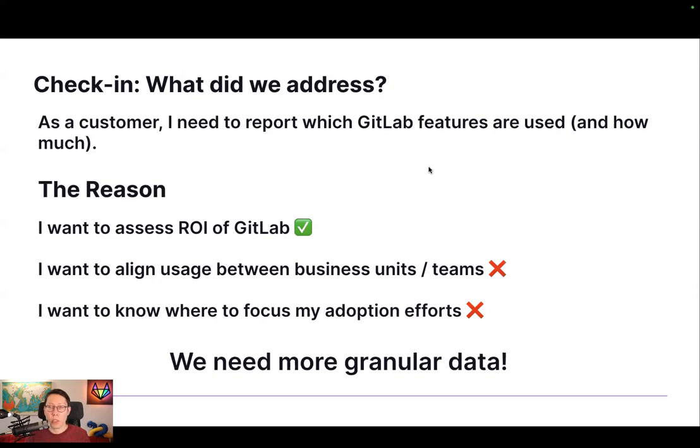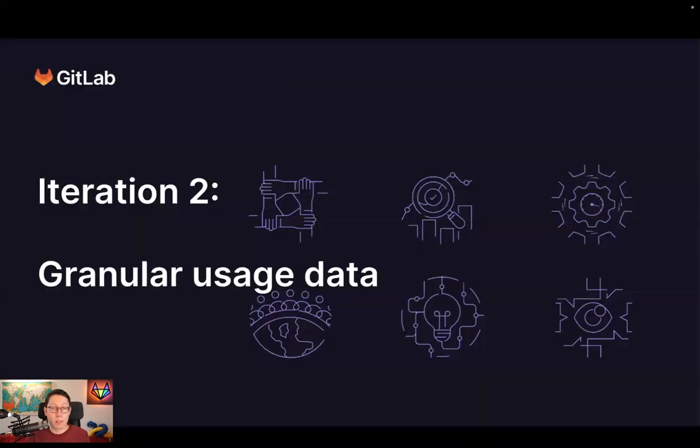We need more granular data. That's answering the question we had earlier. Where are the users only using SCM but not CI? Which groups have little adoption? So let's get further in our iteration and do more granular usage data.